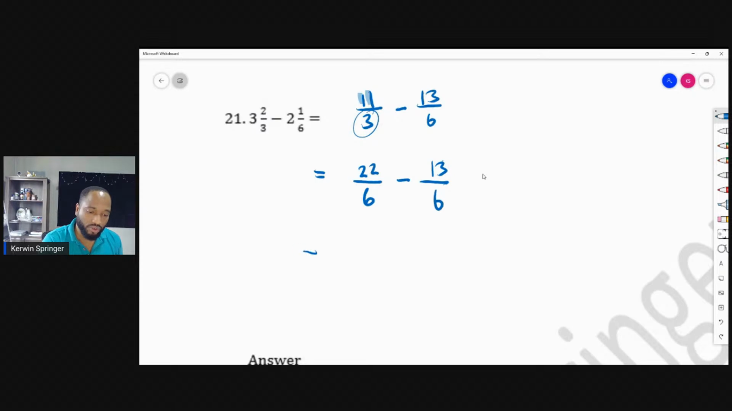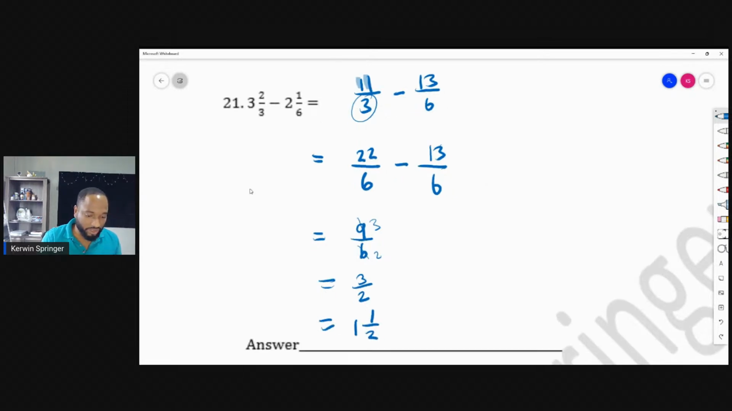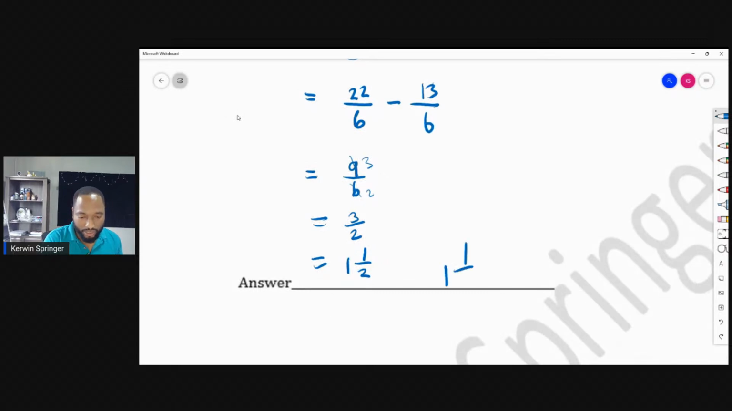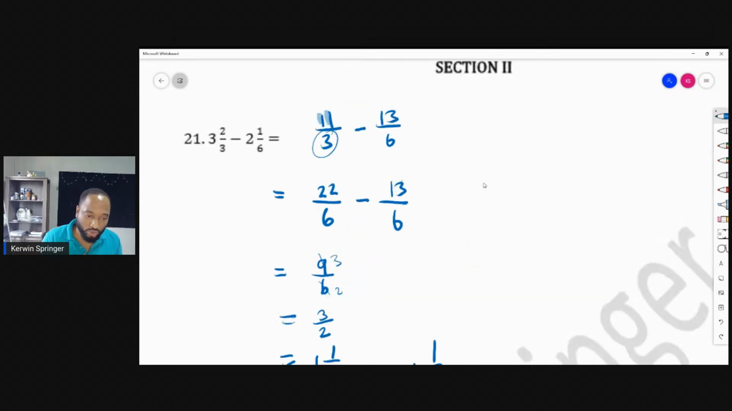So now, because both of them have the same denominator, we could just subtract the numerators. We can see that now. So 22 minus 13 is 9 over 6. 9 over 6, we could break this down. 3 could go into that 2 times, and 3 could go into that 3 times. We have 3 over 2. Or we can put our answer as 1.5. And since they gave us mixed numbers, we can write it as a mixed number too.